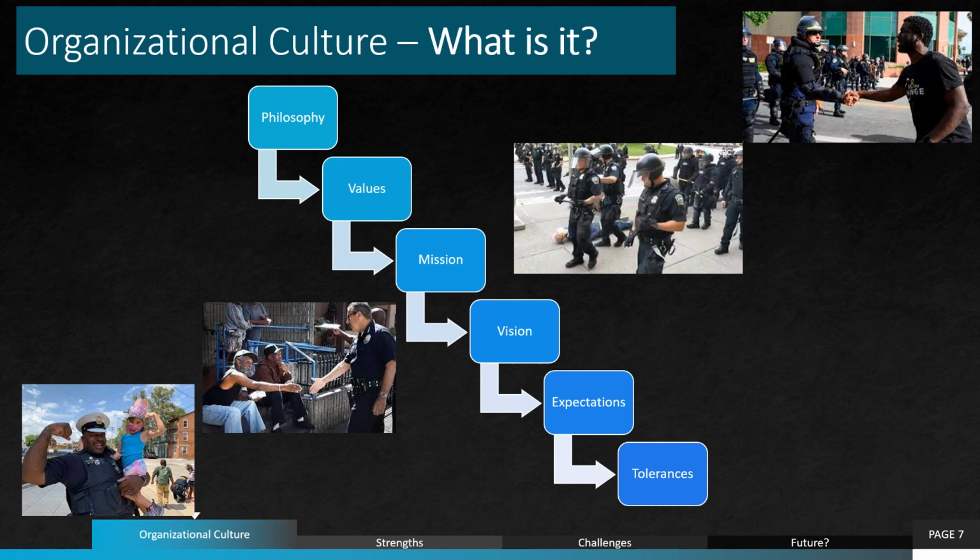So we'll talk about organizational culture for a minute. If we just look at organizational culture outside of law enforcement, it's pretty easy to see differences. Let's take, for example, Chick-fil-A. If you go to a Chick-fil-A restaurant and you are going to order some food, you have a general idea, if you've ever been to one, what kind of customer service you're going to receive.